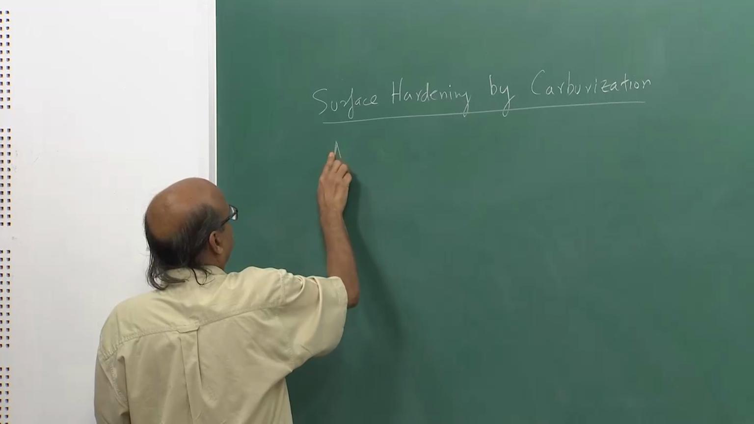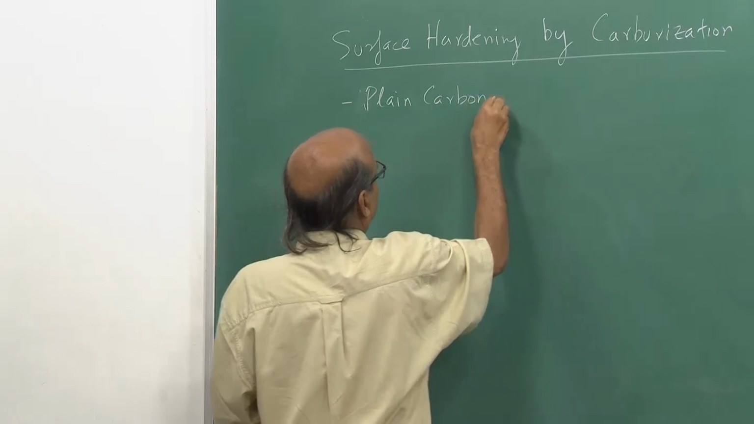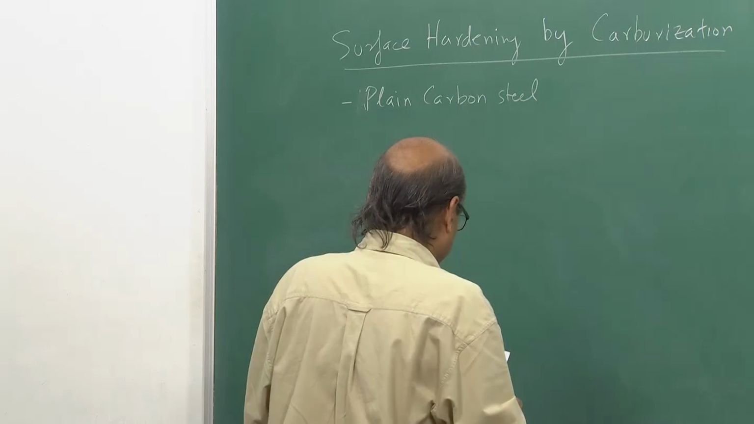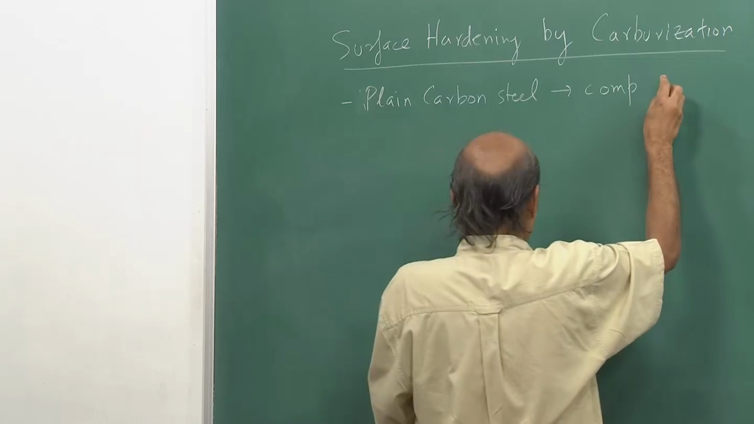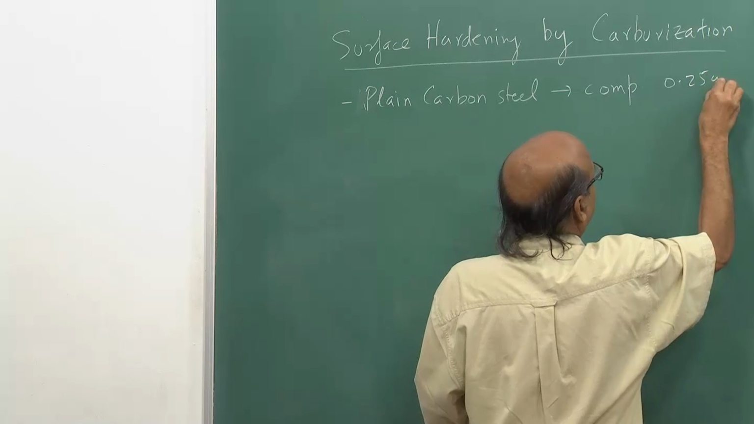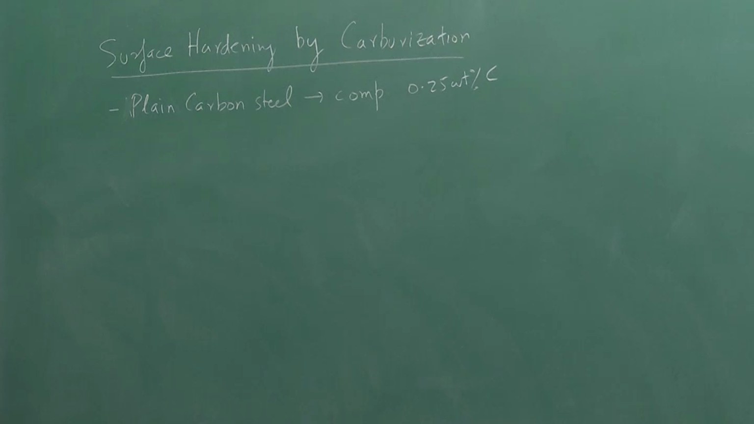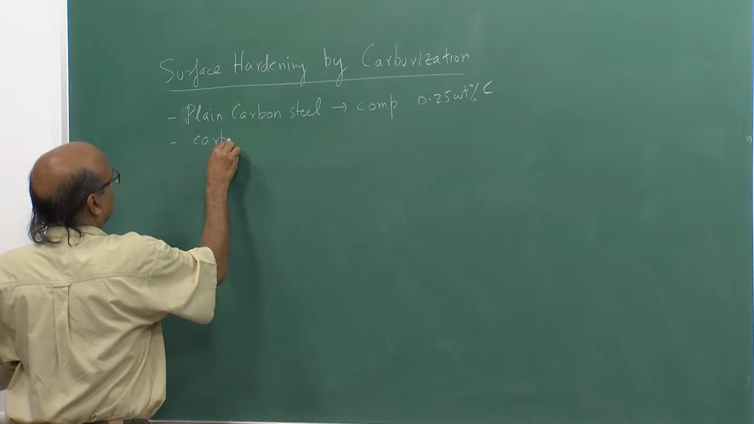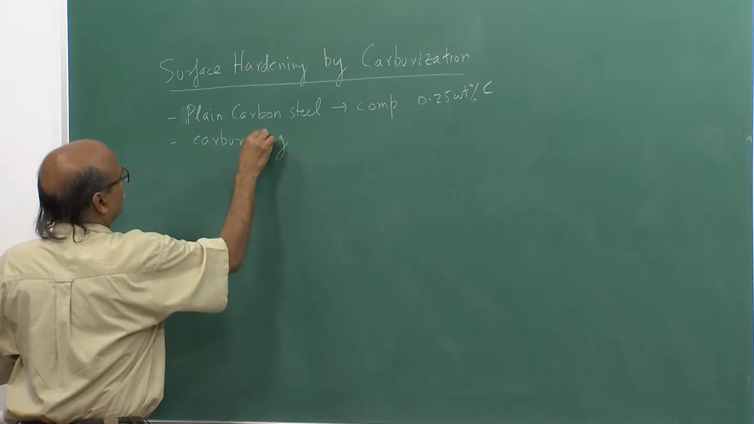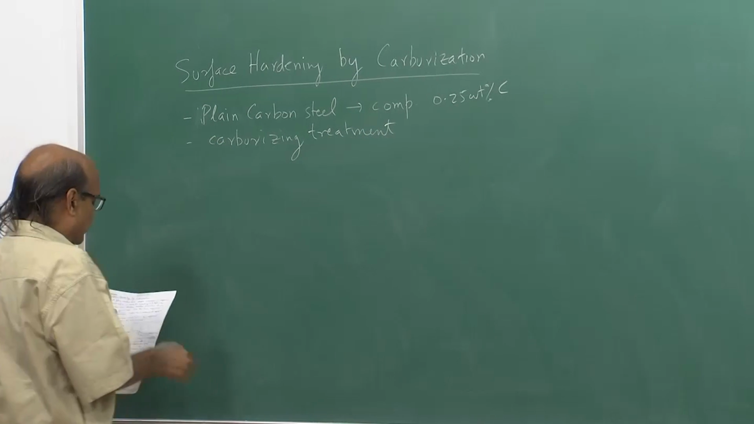So, there is a plain carbon steel out of which some component has been made, whose composition is 0.25 weight percent carbon. Now, the carbon content in the surface of this component has to be increased, or this has to be subjected to a carburizing treatment.